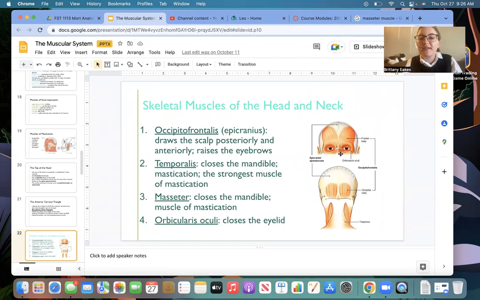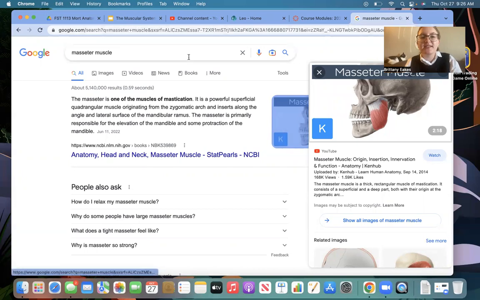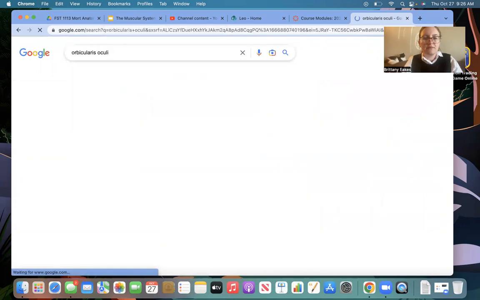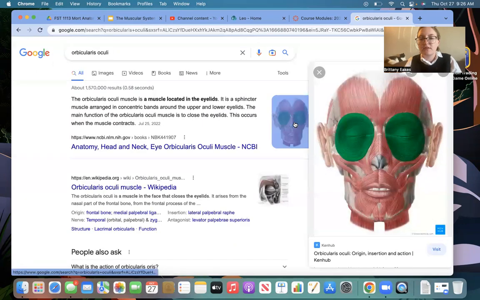Then we have the orbicularis oculi. So orb meaning circular, oculi referring to that eye region. So the orbicularis oculi is going to be a muscle that closes the eyelid. You can see this right here, orbicularis oculi.